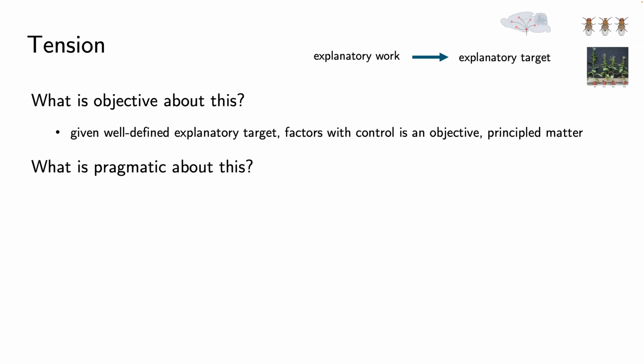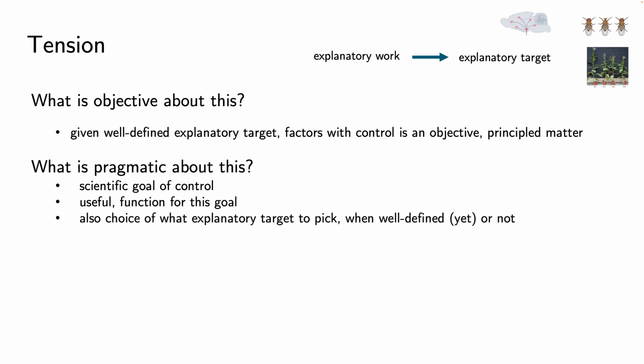What's pragmatic about this, if that's an objective kind of feature? Well, the scientific goal of control, I think, isn't objective in a clear-cut sense. Scientists are interested in this goal in ways that aren't coming from nature, is maybe one way to put it. It's also a goal that's useful, and it serves various types of functions, or it's something that they can use to do things with.